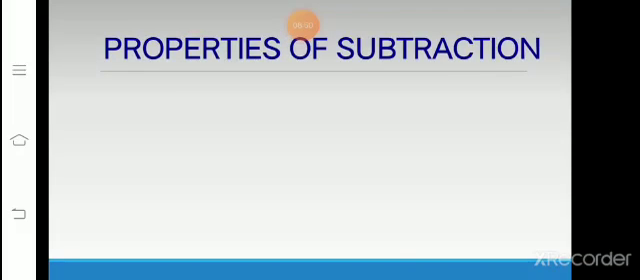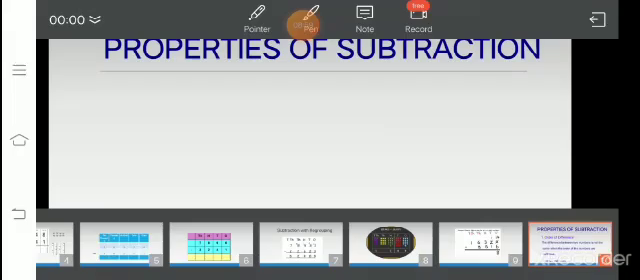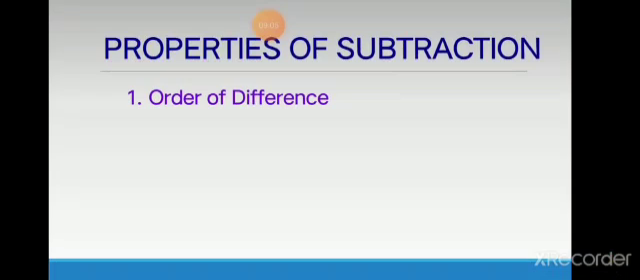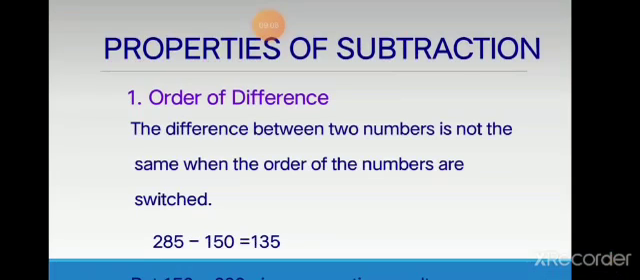Now move to the next topic, which is properties of subtraction, as we already learned about properties of addition. The first property is order of difference. The difference between two numbers is not the same when the order of the numbers is switched. What does switched mean? It means when two numbers change their places. So their difference is not the same.